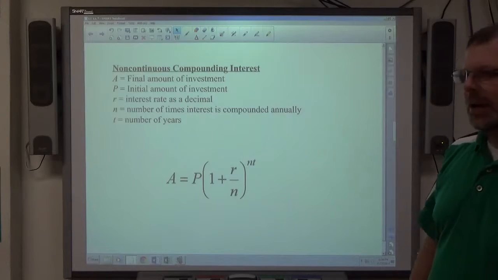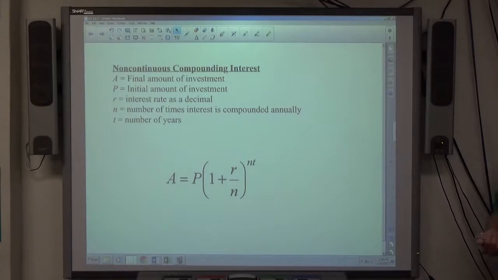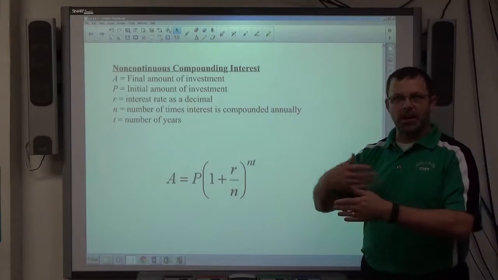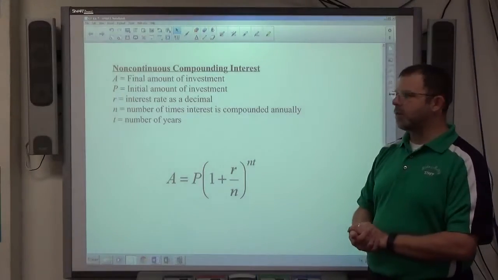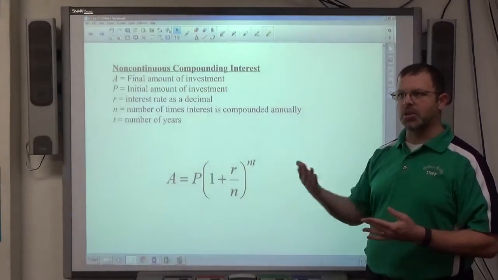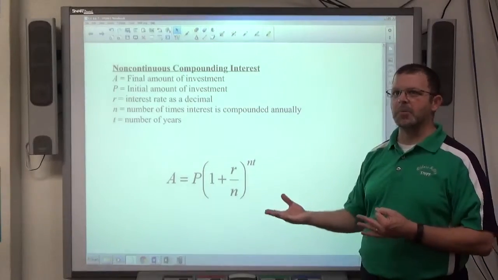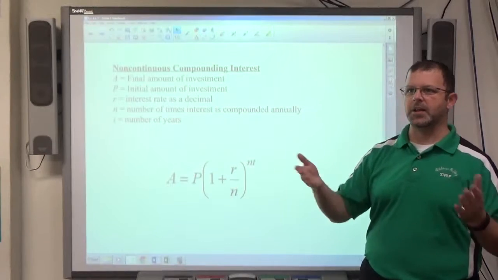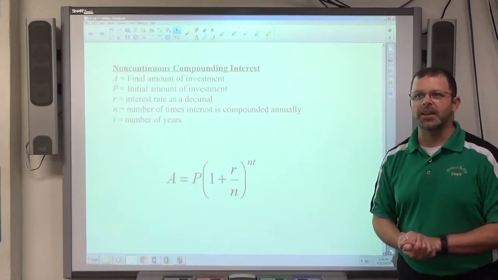Our first three examples today are going to involve non-continuous compounding interest. And the problems are going to sound something like this. How much interest is earned, or what's the final amount in the account if you invest a certain amount of money for a certain number of years at a certain interest rate, compounded annually, compounded semi-annually, compounded daily, monthly, yearly. It'll be something like that. Okay?